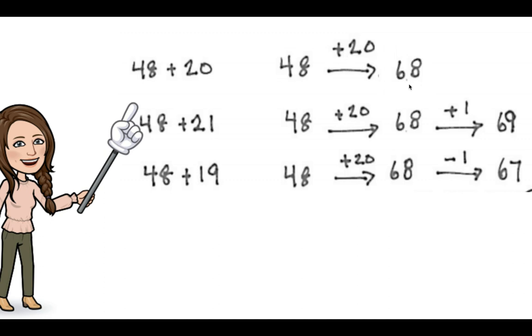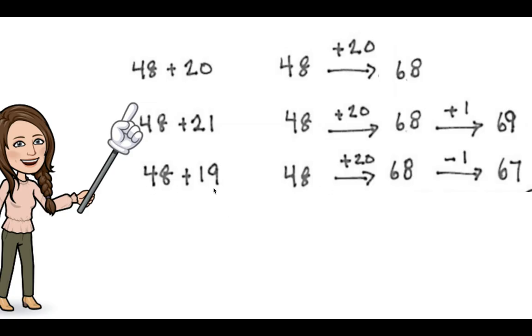Remember, we were just adding two groups of 10, so the number in the tens place increased by 2. When we added 48 plus 21, we could add the 20, like we already knew. 48 plus 20 was 68. But remember, there was an additional 1 that we needed to add. That got us to 69, which was our final sum.